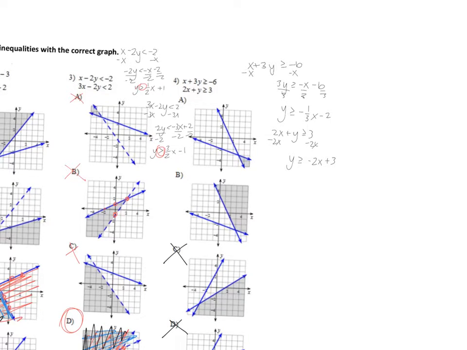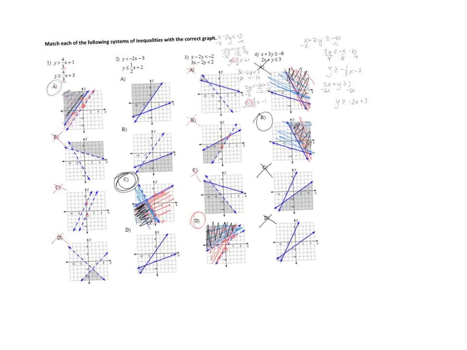Both are greater than. So if this is greater than, shade above, shade above. So these would actually overlap right here. So the A is out, shade above, and so they are overlapping in the correct region. So that means that B is my answer. So you should have gotten A, C, D, B.